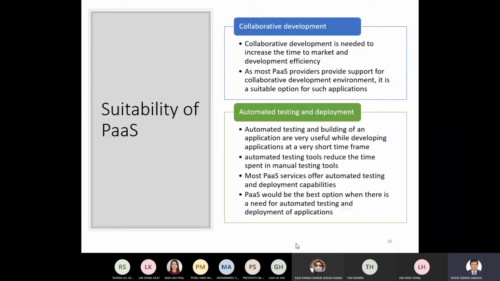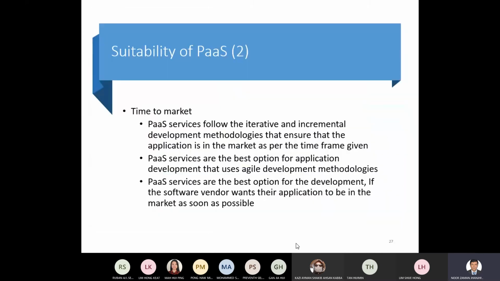So what we were discussing about automated testing and deployment, this is the most suitable. Another suitability is time to market. As we discussed, it can provide us collaborative work, so it is easy for us. So the other suitability is time to market.